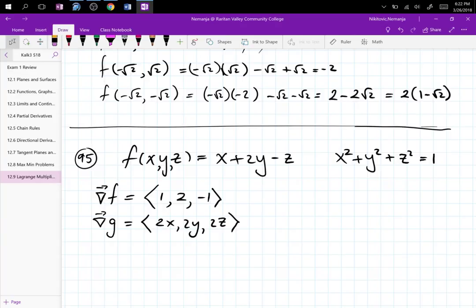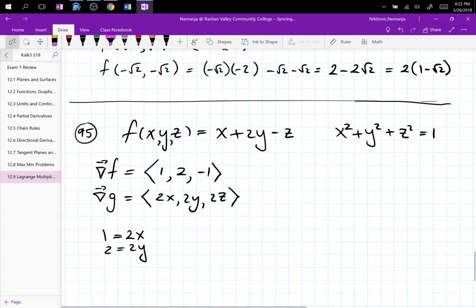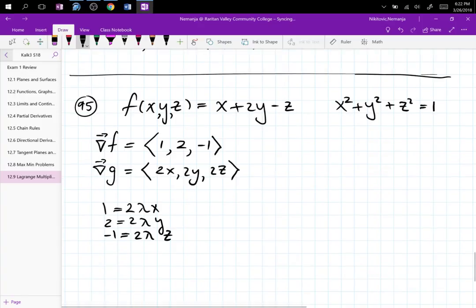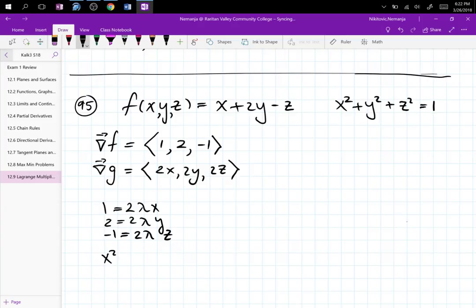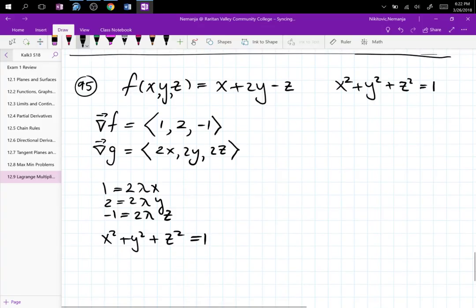Now we're going to create the system of equations by equating all of these together. So I have 1 is equal to 2x, 2 is equal to 2y. Oh, sorry, this is supposed to have lambdas. Lambda x, lambda y. Negative 1 is equal to 2 lambda z. And finally, x squared plus y squared plus z squared is equal to 1. So here we have 4 equations and 4 unknown quantities.